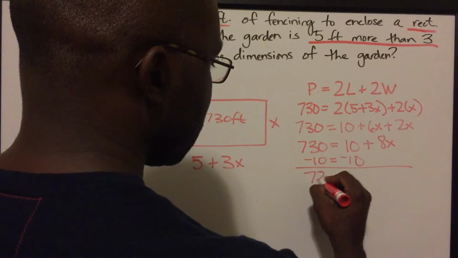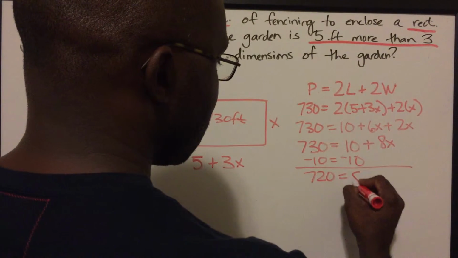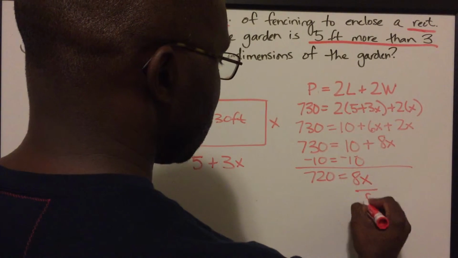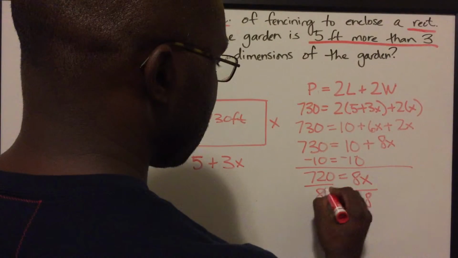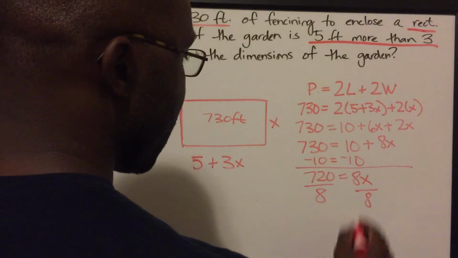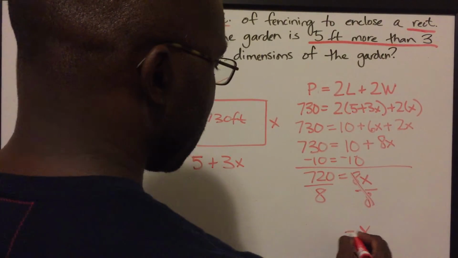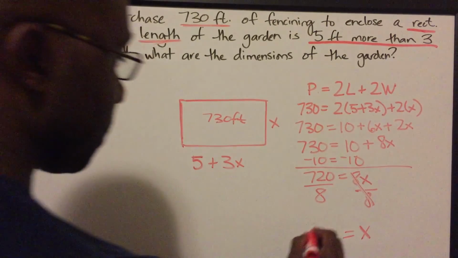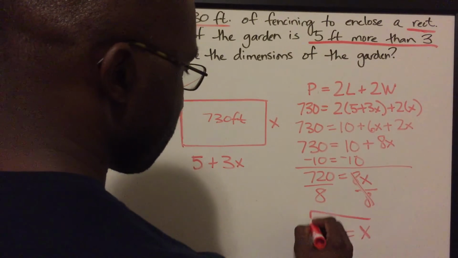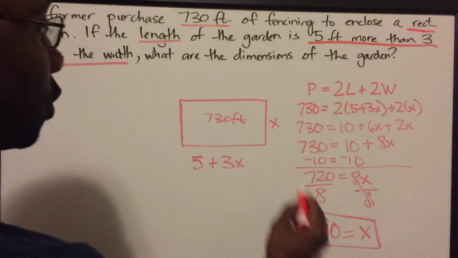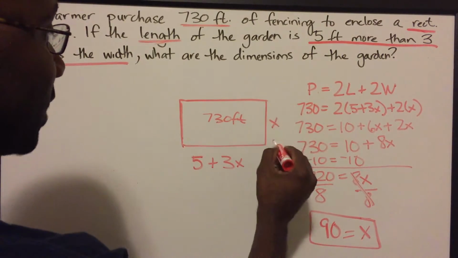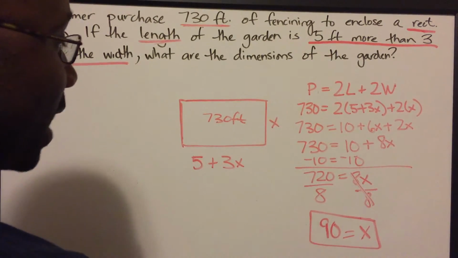Then we have 720 is equal to 8x. If we divide both sides by 8, what do we have? This cancels out. So x would be equal to 90. But we're not finished, because we know what this side right here is equal to: 90.